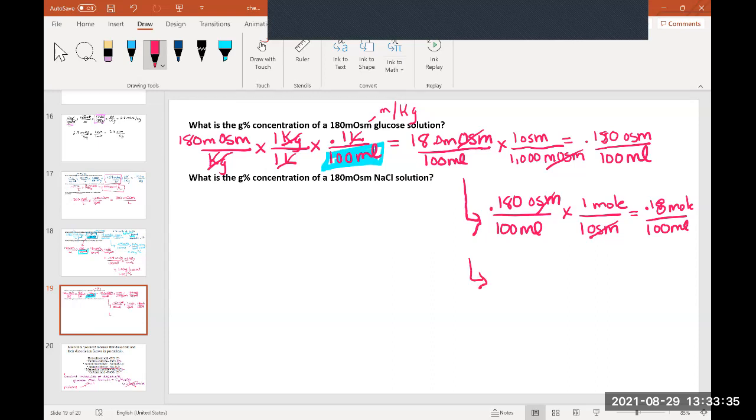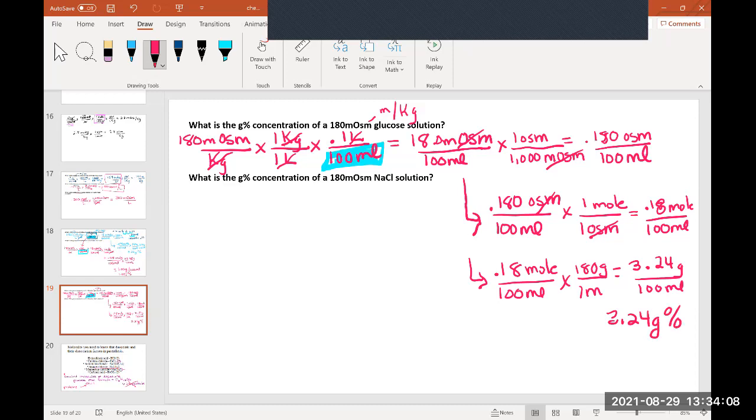Now I need to take that and get rid of the moles and convert it to grams. For every 1 mole, there are 180 grams. And when I do that calculation, I now have 3.24 grams for every 100 milliliters, and that means 3.24 grams percent for glucose. Let's do the same thing for sodium chloride.